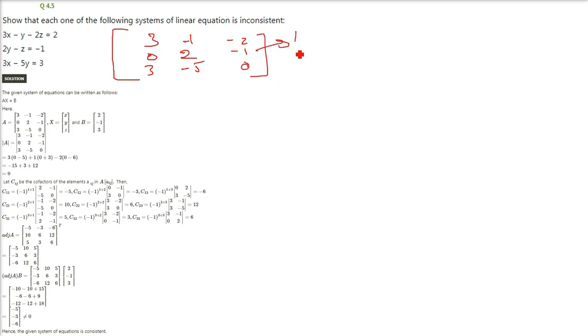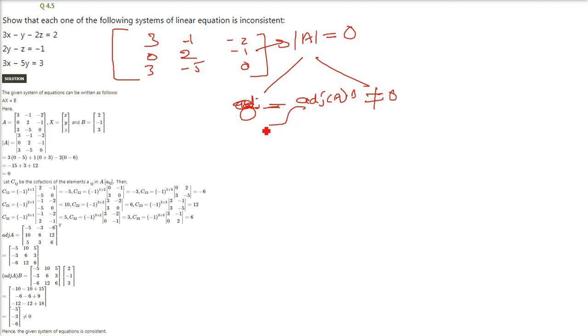Now determinant of A you have to find out. If it comes to 0, well, in this case it will come to 0, then there can be two cases. Adjoint A into B you have to find out. It can come as equal to 0, or it may come not equal to 0. If it comes to 0, then we say that it is consistent, but it has infinitely many solutions, when both are going to come as 0. So infinite many solution in this case.